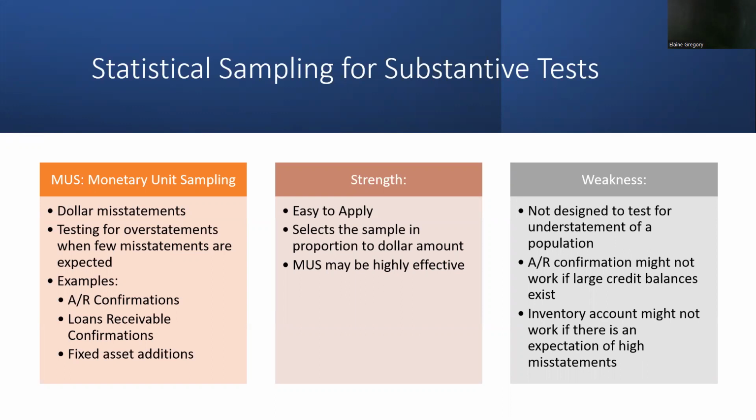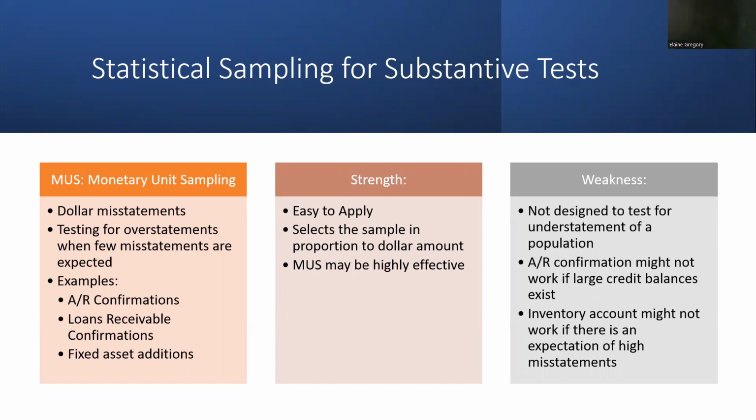Now, a strength to that is it's very easy to apply, and it selects the sample in proportion to the dollar amount. And it may be highly effective in identifying these overstatements. The weakness is it does not test for the understatement of a population, only the overstatement of the population. And in the review of accounts receivable confirmations, it might not work if large credit balances exist.